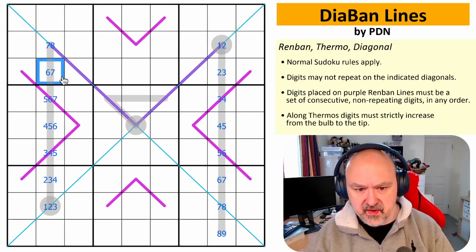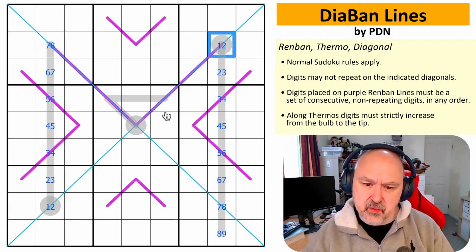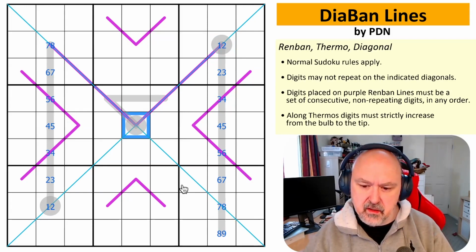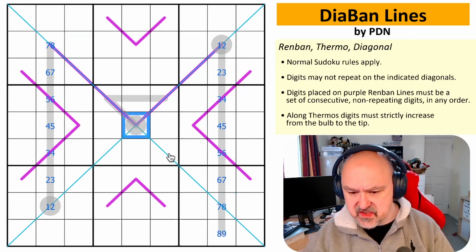But this can no longer be an 8, this can no longer be a 7, this can no longer be a 6, this can no longer be a 5, this can no longer be a 4, this can no longer be a 3. And now I've got 1, 2 on this diagonal. So this has a minimum of 3. And we've got 7, 8 on this diagonal. So this is 3, 4, 5, or 6.